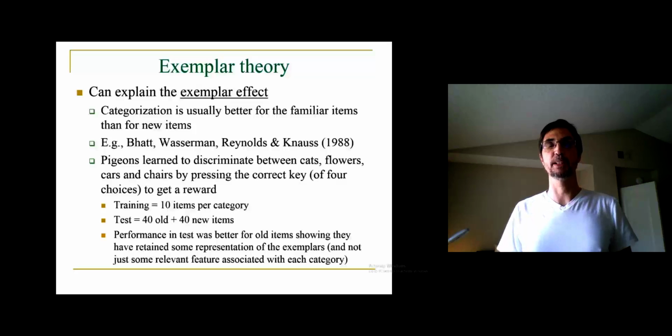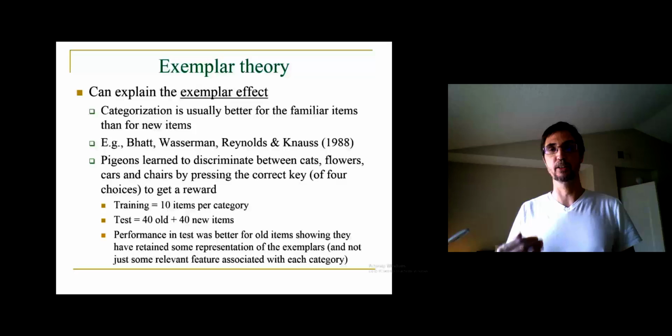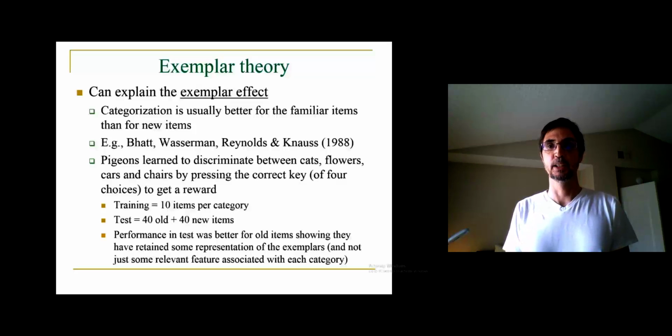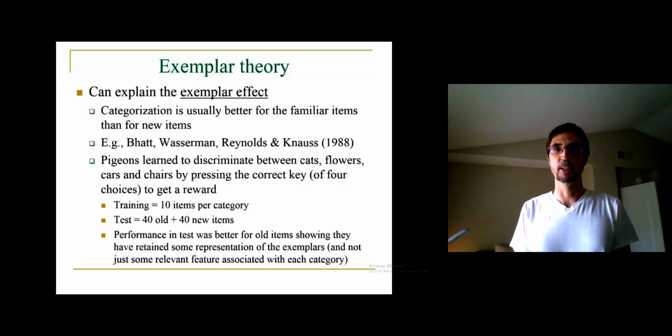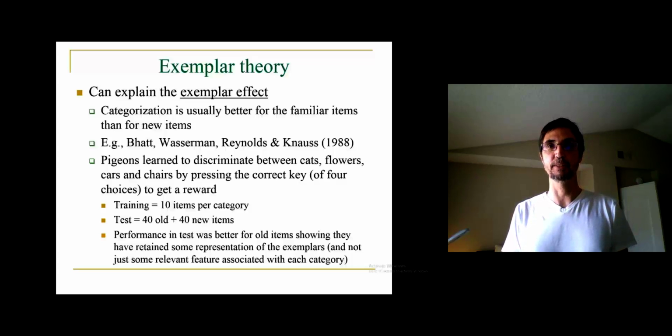They found that performance in the test was better for old items. They categorized the old items much more accurately in the test trials, showing that they had retained some representation of the exemplars and not just some relevant feature associated with each category. Again, the feature theory doesn't suggest that there should be a difference between categorizing new items and old items because the same features are involved. The fact that they categorize the old items more accurately and more quickly suggests that they've stored those examples in memory.